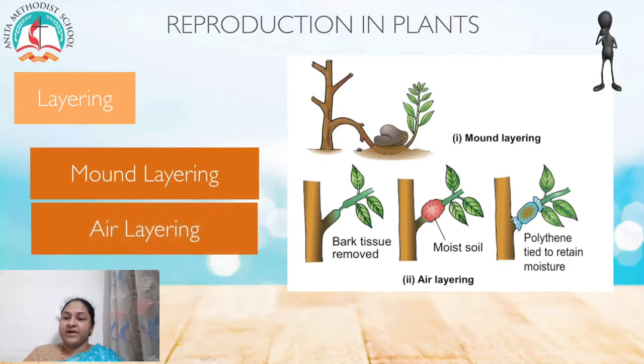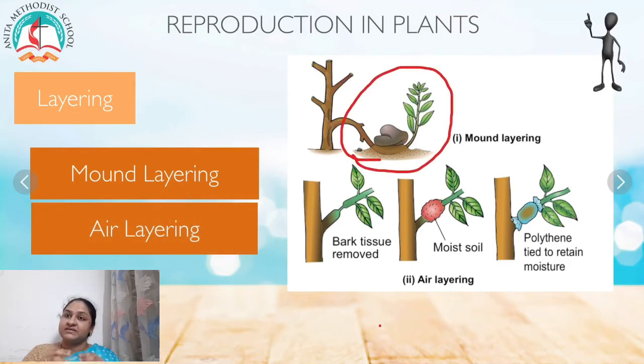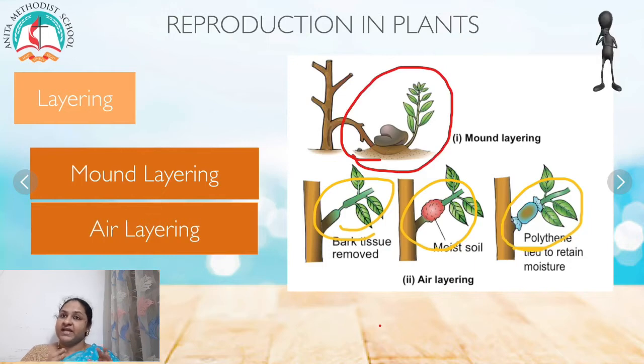Layering. What happens in this method? The stem is girdled at the nodal region and hormones are applied to this region, which promotes rooting. Then this portion is covered with damp or moist soil using a polythene sheet, and roots emerge from that portion.